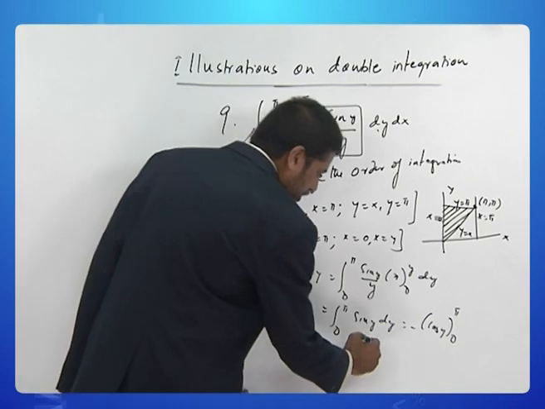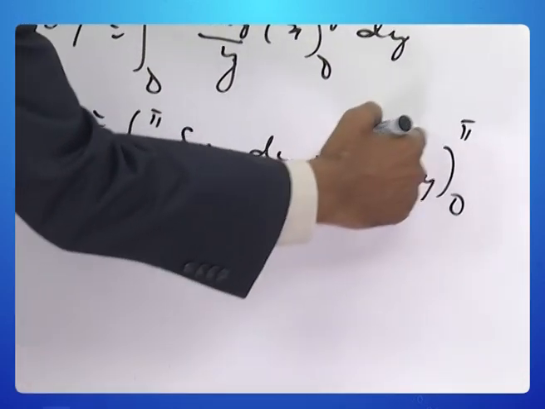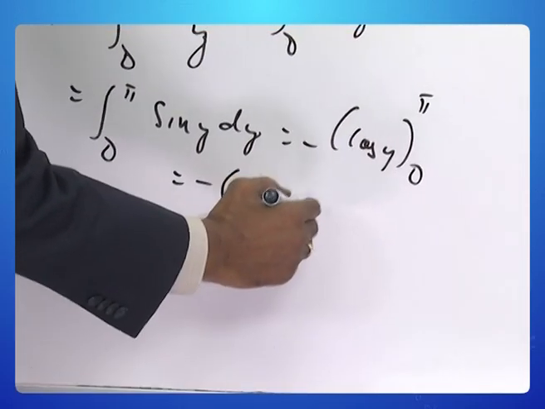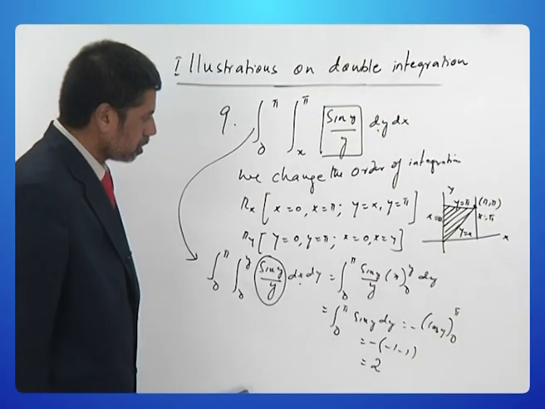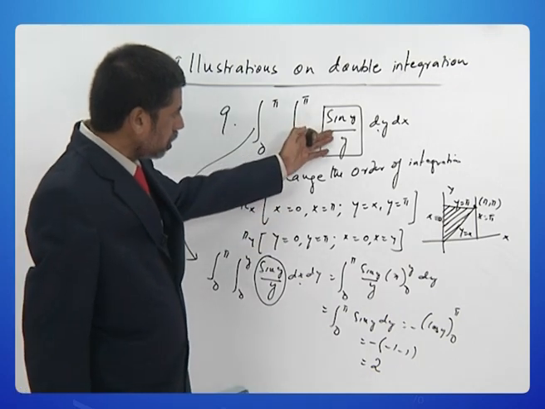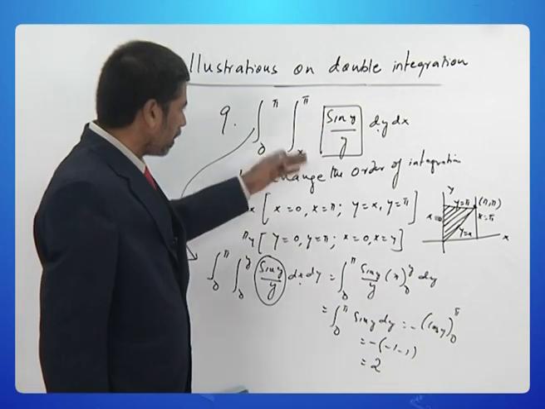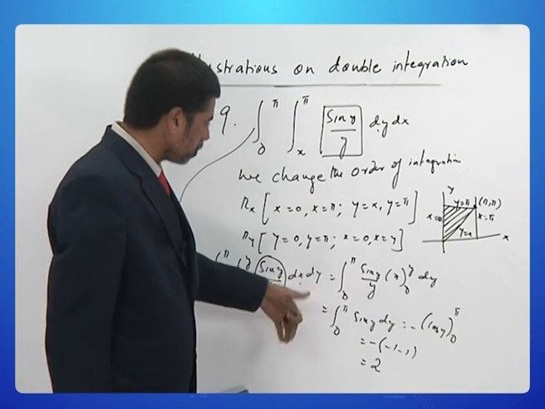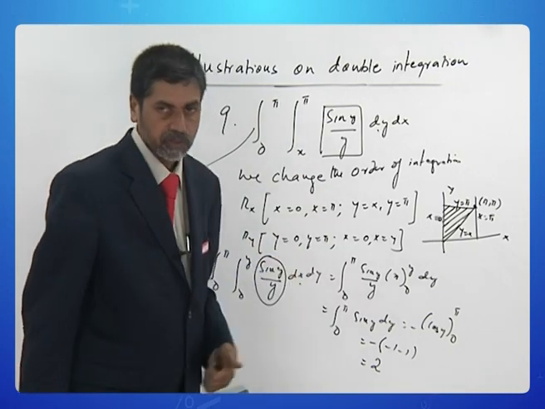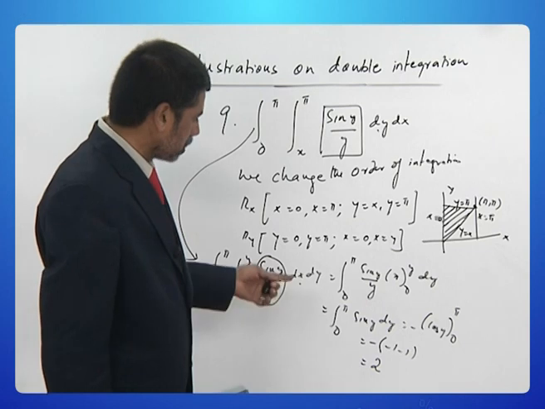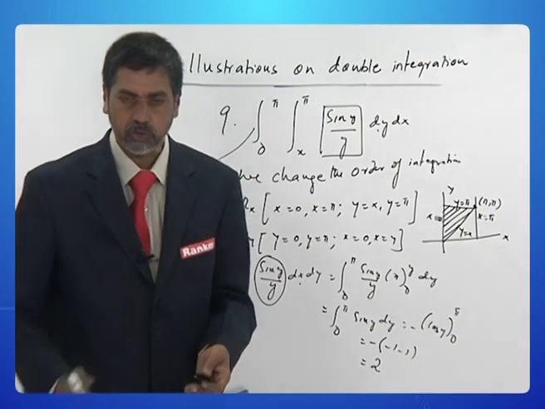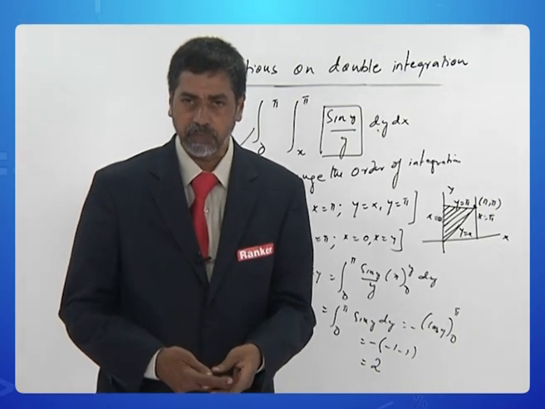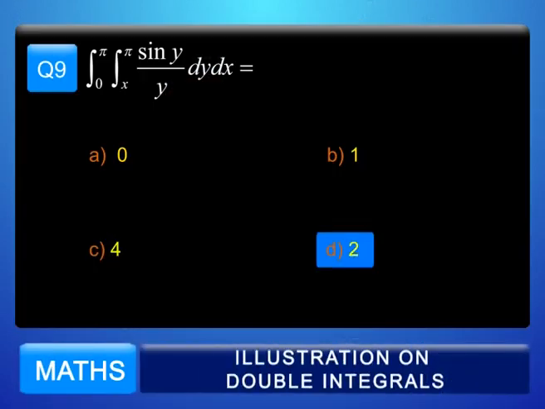So what do we get? Minus of cos pi is minus 1, cos 0 is 1, and you will get 2. So what was not possible at all in Rx became possible because we converted into an Ry region. Therefore, changing order of integration can be a potential area where the student can be tested in major competitive exams. So the answer to this problem, as you can observe, is option D.